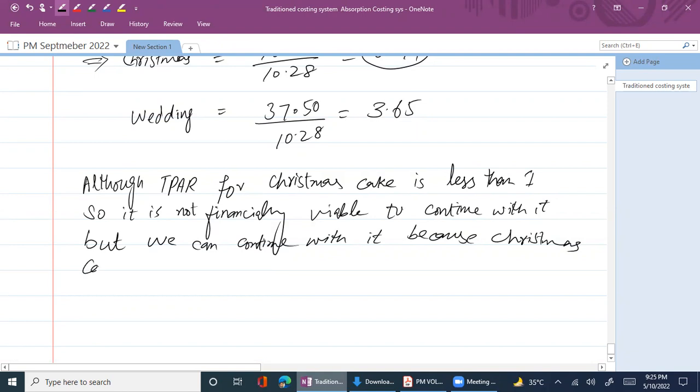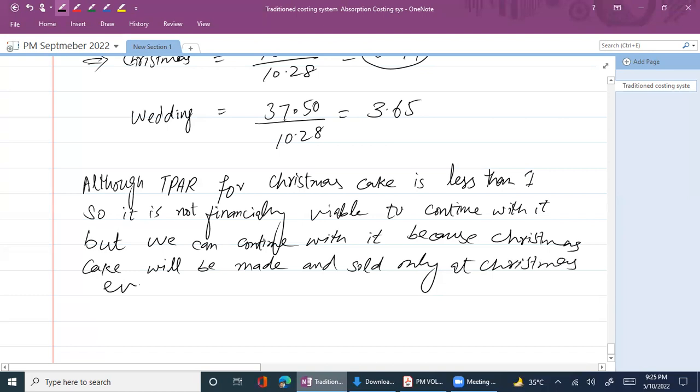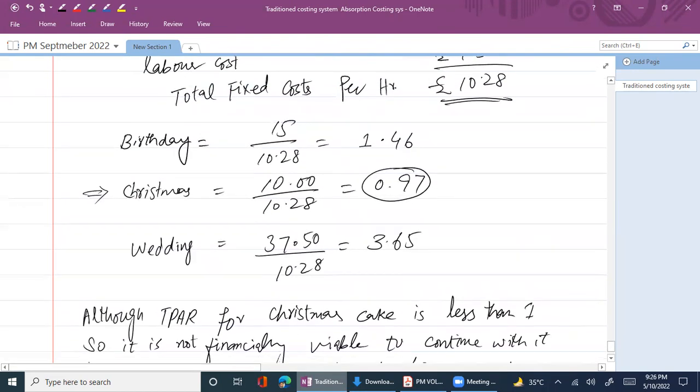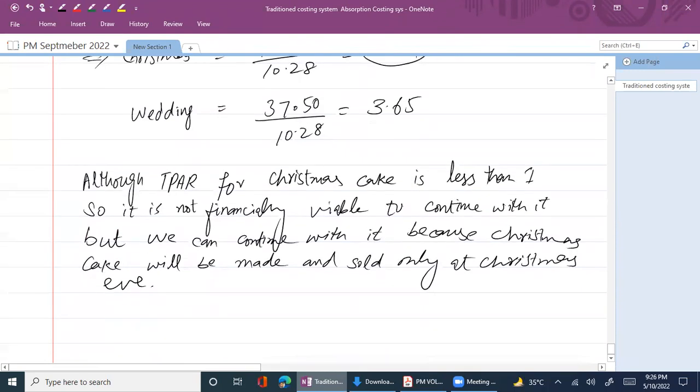Christmas cake will be made and sold only at Christmas Eve, because we know that Christmas is only one day or maximum a few days. The rest of the year we will not be producing the Christmas cake. We will be producing the birthday cake and the wedding cake.